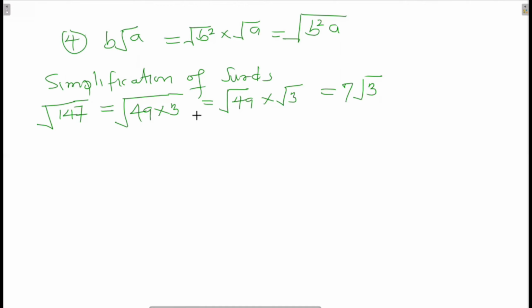We have simplified it. Let's take another example, root 32. If you look at the factors of 32, you can say it is 8 times 4. Some can say it is 2 times 16. But the best one to pick here is 2 times 16, because 16 is a perfect square.